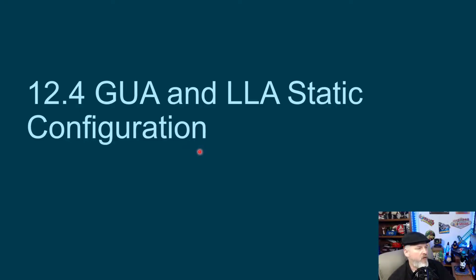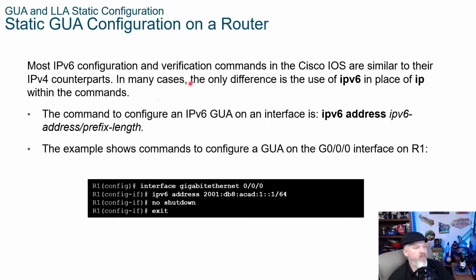GUA and LLA static configuration. Most v6 configuration and verification commands in the Cisco IOS are similar to their v4 counterparts. In many cases, the only difference is the use of IPv6 in place of IP within the commands. We have an example down here. We enter interface gigabitethernet 0/0/0. We put in ipv6 address, and then we type in our v6 address, and in this case it's a compressed 2001:DB8:ACAD:1::1, which remember our hextets would be in there, /64. We put no shutdown to bring the line up. We type exit, and now we have a v6 address on that interface.